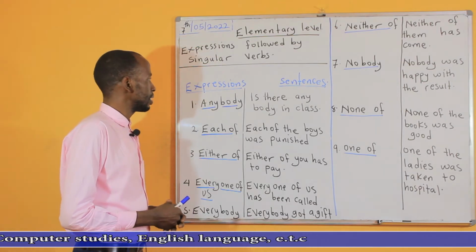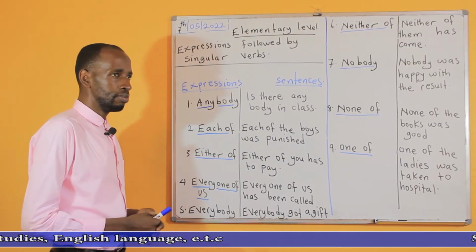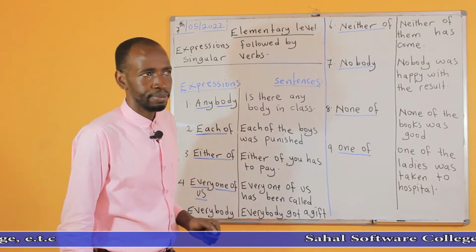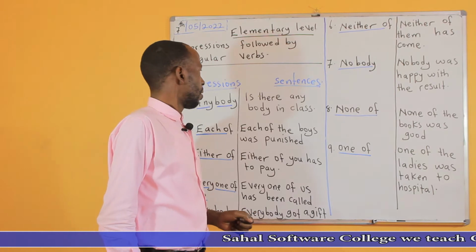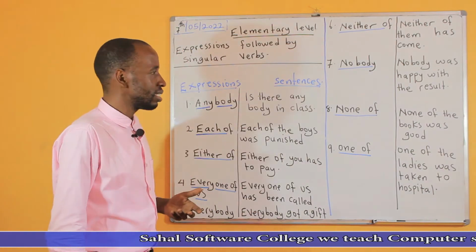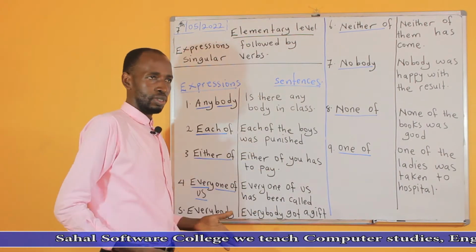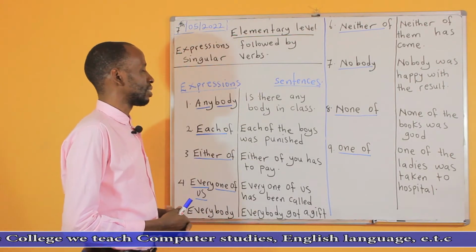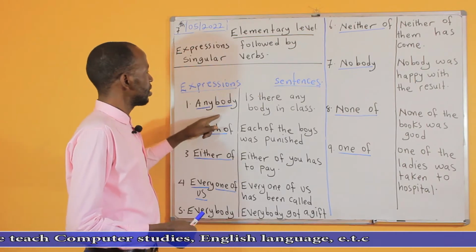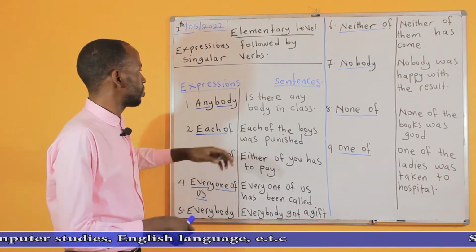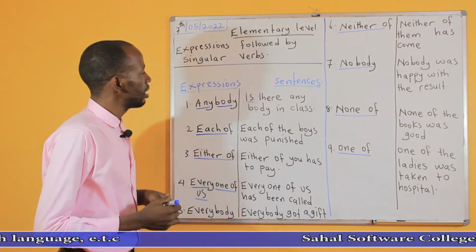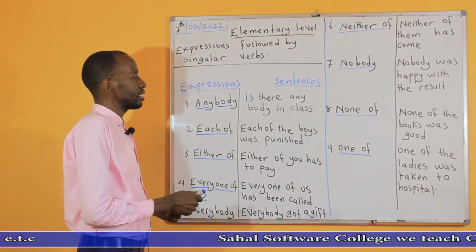Now, an example is anybody. Anybody. It is a singular word. But when you listen to it, it's as if it is plural. So there is some confusion there. So anybody is not plural, and when we are using it, we use singular verbs. Singular verbs, this is verb to be. They mean this. Is there anybody in class?